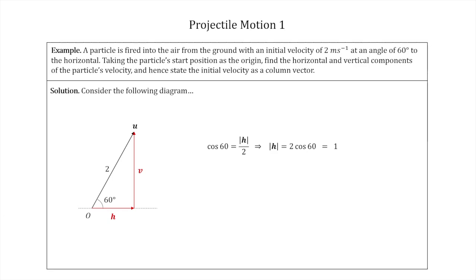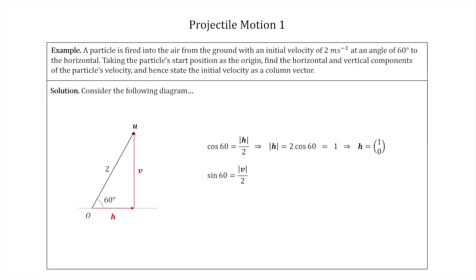Maybe you just know that cos 60 is a half, or you can plug it into a calculator and you'll get cos 60 is a half. So 2 cos 60 is 1. So the length of h is 1. That's what we've just said. If you look here, the length of h is 1. But that actually means that h is just the vector (1, 0), because h is a horizontal vector, so it doesn't have a vertical component. So it just moves 1 in the x direction and nothing in the y direction.